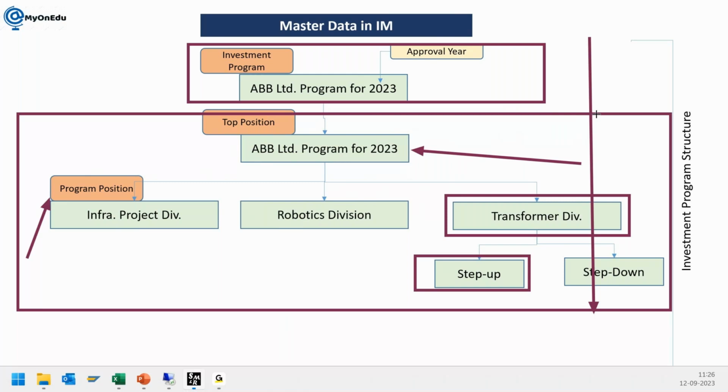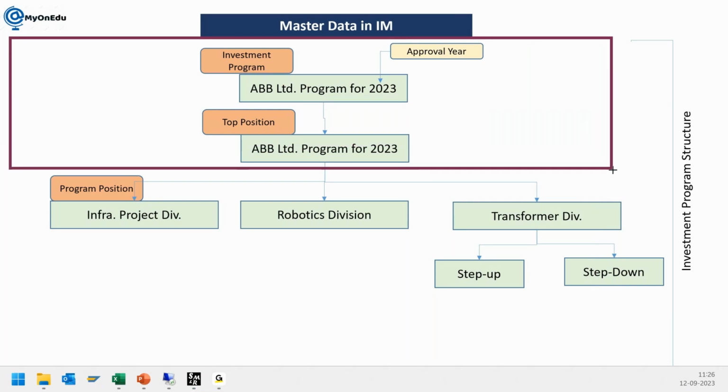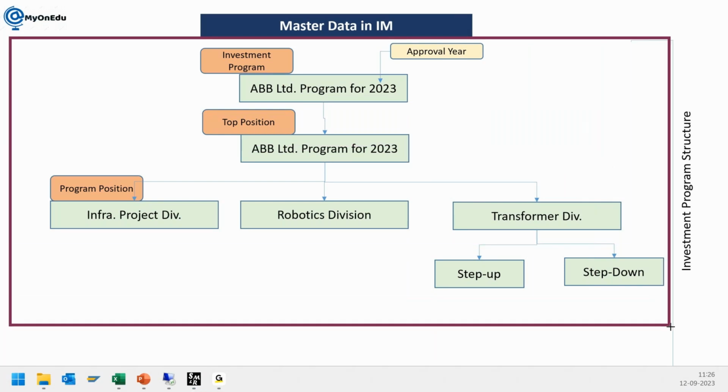Okay, so that's how the entire hierarchy looks. The entire hierarchy, which consists of the investment program top position and all the positions, is called an investment program structure. In the investment program structure, we have the investment program and we have the position hierarchy. In the position hierarchy, we have a top position, and in the top position, we can have multiple positions based on the customer requirement.